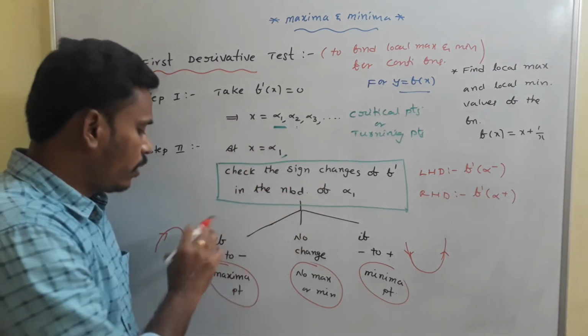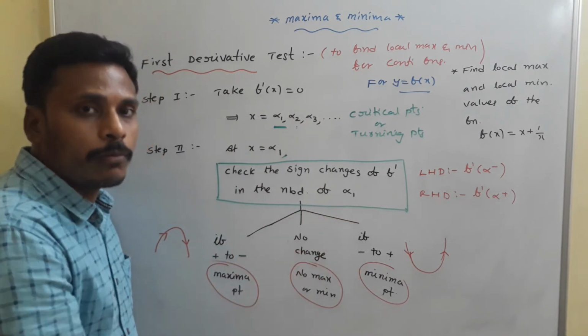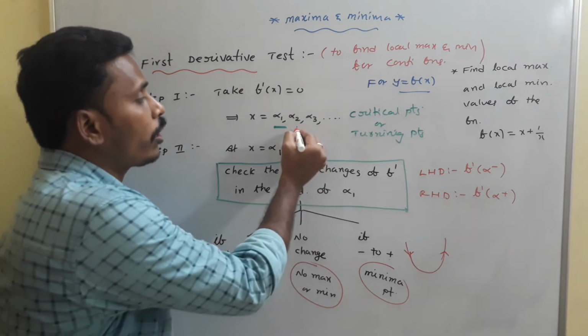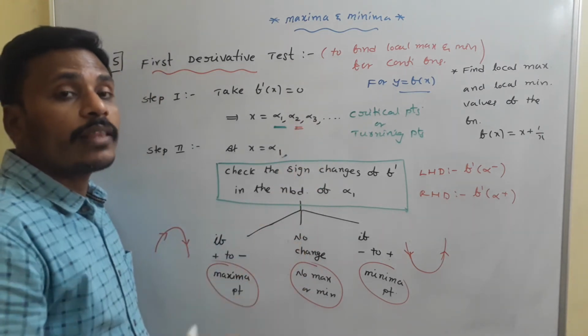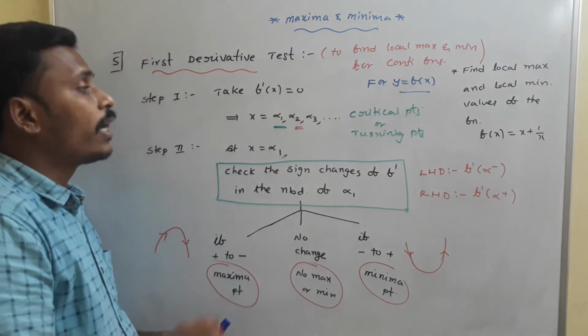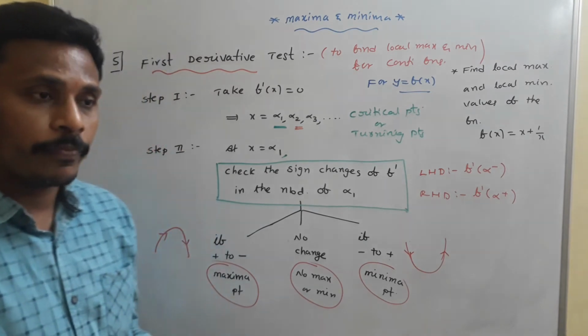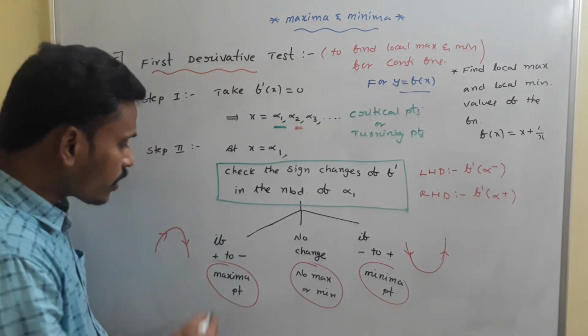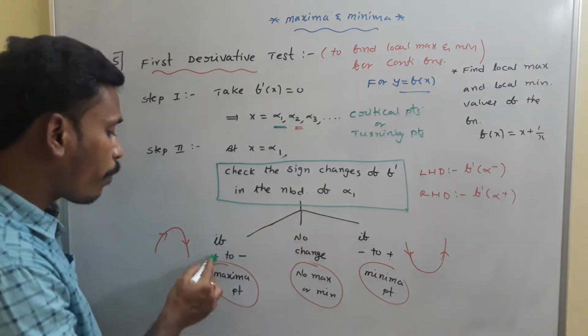At alpha 1, we will check in this way and confirm whether it is a maxima point or a minima point. After that, we need to check with alpha 2, then alpha 3. Like that, we need to check at each and every critical point to confirm whether it is a maxima or minima.